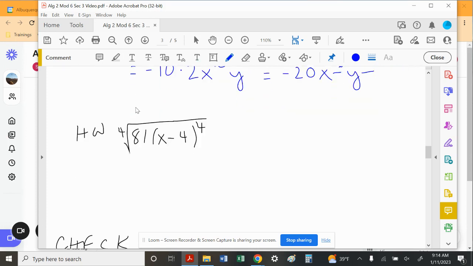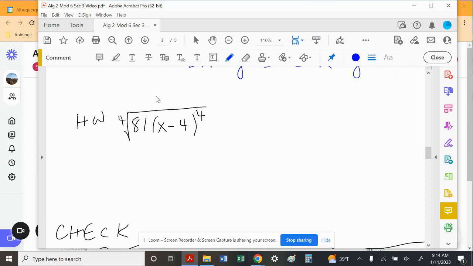Here we have the fourth root of 81 times x minus 4 to the fourth. So, of course, I'm going to rewrite that. Now, I'm not going to go through all the steps that I've been doing before because I'm thinking and hoping that you're getting them at this point. So 81 is 3 times 3 times 3 times 3. 3 times 3 is 9. This 3 times 3 is 9. 9 times 9 is 81, so I know it's got to be breaking down as that.